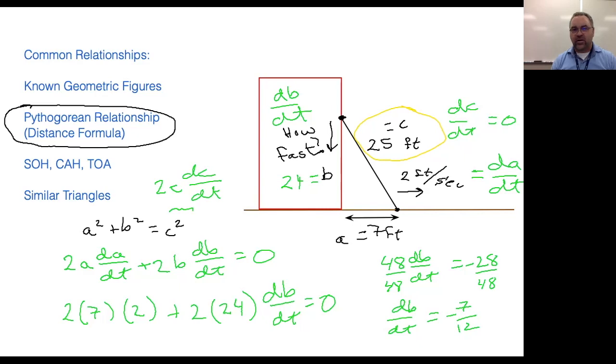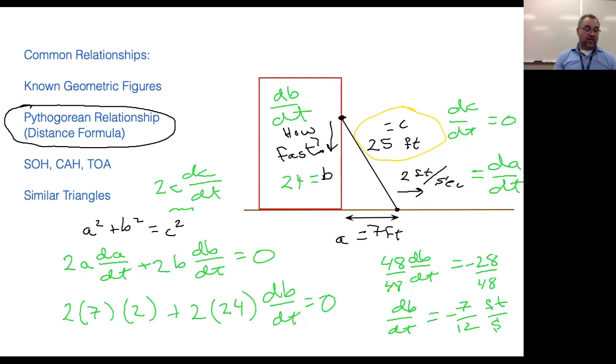Okay, have you figured it out yet? What's happening to the length of side B? It's getting shorter, right? B is 24 feet right now, but it's getting smaller, so its rate of change is negative. Okay, dA dt was positive. Why? Because the side A was getting longer. It's 7 feet now, but it's going to get longer. So the sign of your rate of change is important. It makes a big difference.